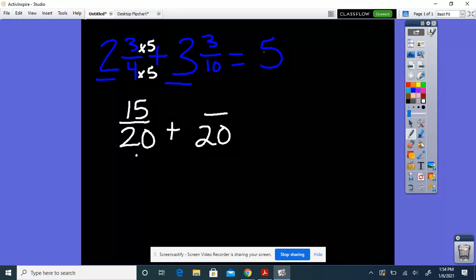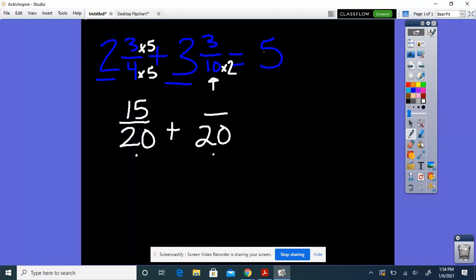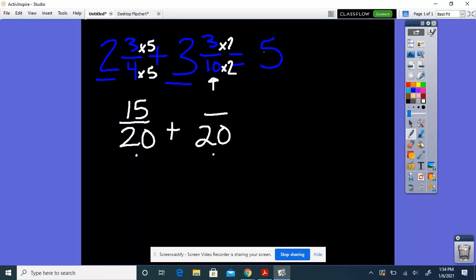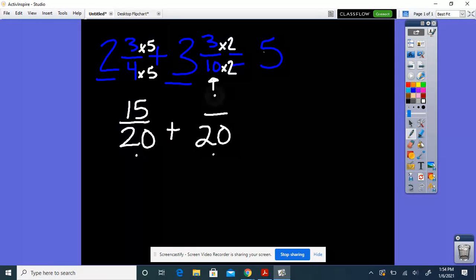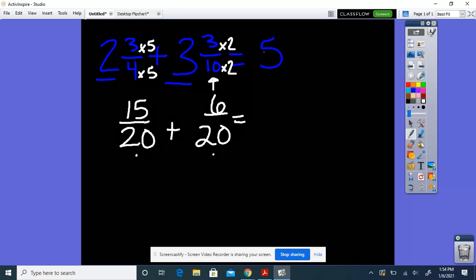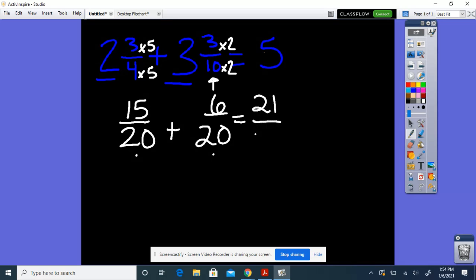Now I'm going to look at my 3/10. 10 times what equals 20? 10 times 2. Whatever I do to that one, I need to do to my numerator, which will be times 2 as well. 3 times 2 gives me 6. So now I have 15/20 plus 6/20. That's going to give me 21/20.